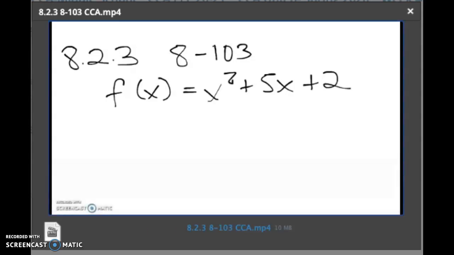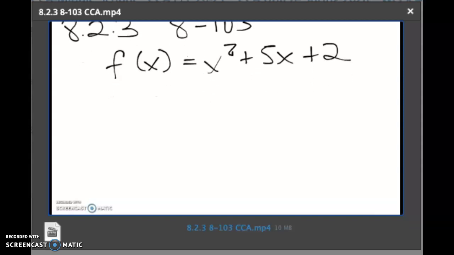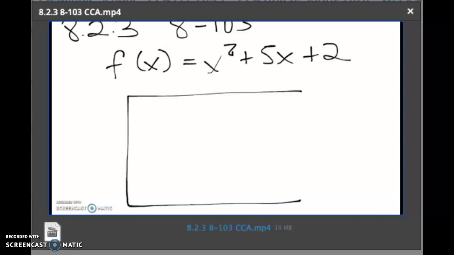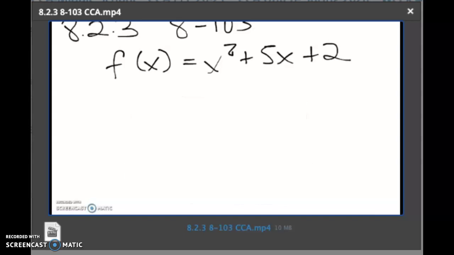Lesson 823, problem 8103. In this problem, we're given the quadratic equation f of x equals x squared plus 5x plus 2, and it's in standard form. And we need to complete the square and get it into graphing form. So I am going to set up my equation map. And this would be one that I would recommend you do by drawing and not using the tiles, and you will see why in just a moment. Just going to make this a little bit bigger.